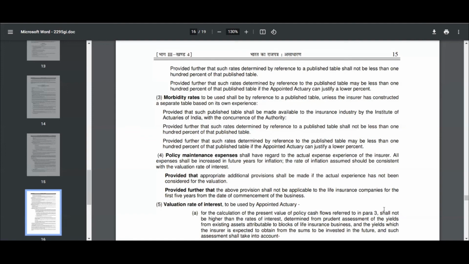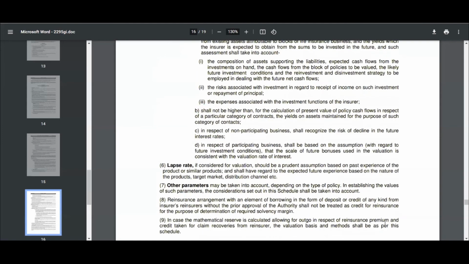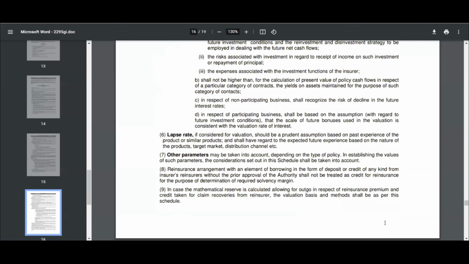Moving on to the lapse assumption. The lapse assumption, as we know, is dependent on the sales channel, the distribution channel, and the target market. The lapse assumption will once again be determined as per the past product or similar product experience, and it depends on the nature and type of the product in future as well. So we'll consider the past, the future, and the target market and distribution channel. There might be other parameters depending on the type of business. However, those parameters shall be determined as per the schedule given in this regulation that we have studied. And if you studied the schedule, you know that we're following a prudent approach, right? So that would be followed.